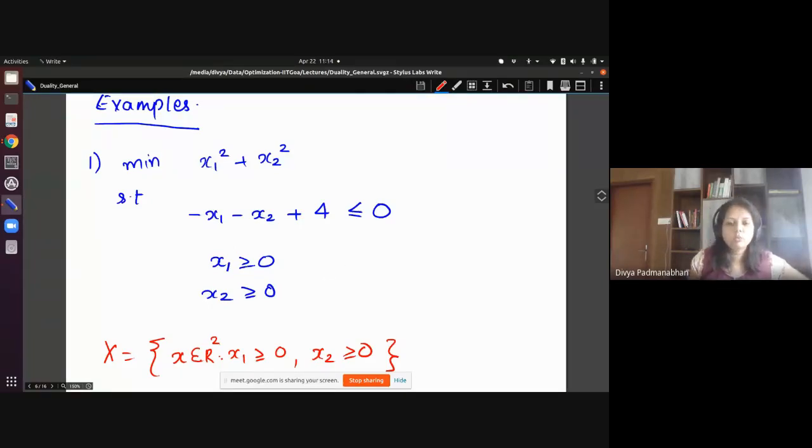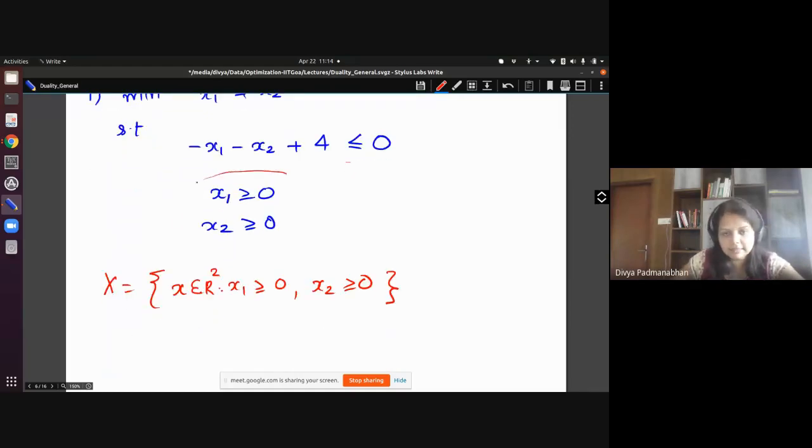Now I have a hyperplane, minus x1 minus x2 plus 4 is less than or equal to 0, and x1 greater than or equal to 0 and x2 greater than or equal to 0. I will consider these constraints separately, and call that my set X. So X is in R2 such that x1 is greater than or equal to 0 and x2 is greater than or equal to 0.